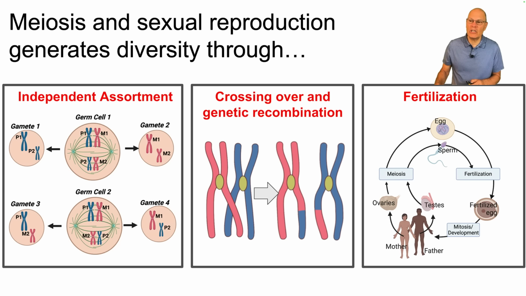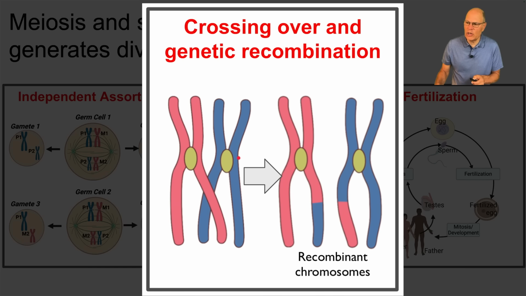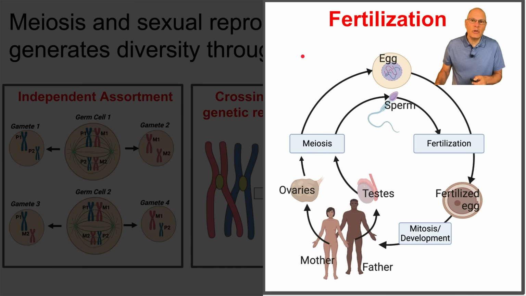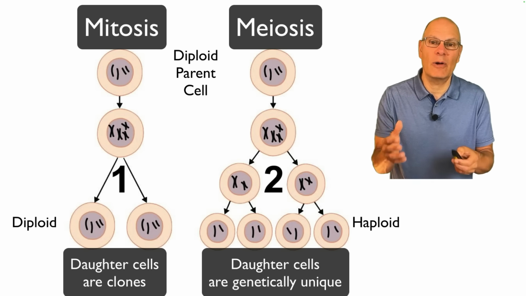Meiosis and sexual reproduction generate diversity in three ways. The first is independent assortment. It's how these maternal and paternal homologous chromosomes can be sent to the next generation independently of one another, leading to many combinations of chromosomes. The second is crossing over and genetic recombination. Finally, during fertilization, a gamete from the father winds up fertilizing the gamete from the mother. That combines the genomes of two individuals, creating even more variation. That's distinct from mitosis, in which the daughter cells are clones of the parent cell.